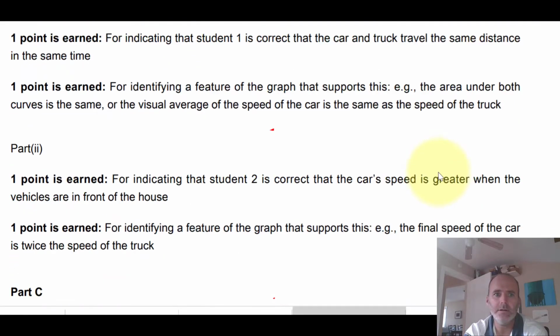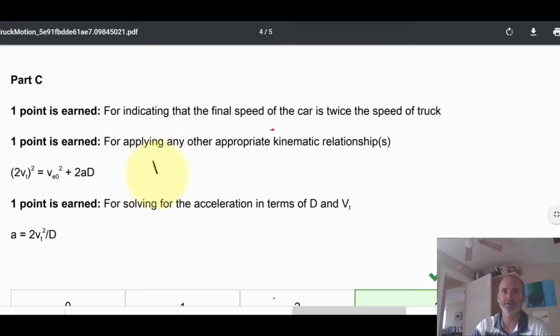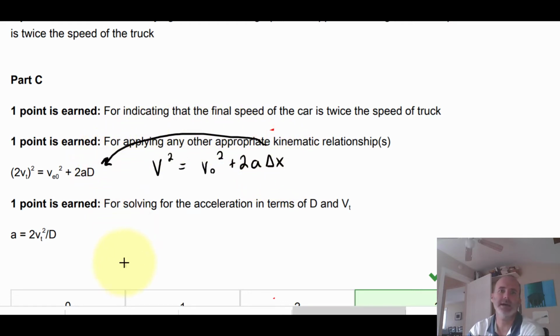All right, part C. Okay, part C, you might want to pause this and look at this. You might like to use this kinematic equation. They did it really simply. So 1 point for the final speed of the car is twice the speed of the truck. Showed that on the graph. 1 point for applying any other appropriate kinematic relationship. They chose this kinematic equation, which written out looks like this: V squared is equal to V naught squared plus 2a delta x, and remember delta x is d at the house. So this is another kinematic equation that we could have used. And they come up with the same acceleration. All right.